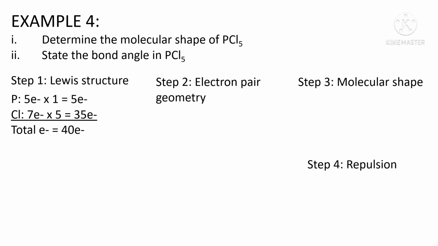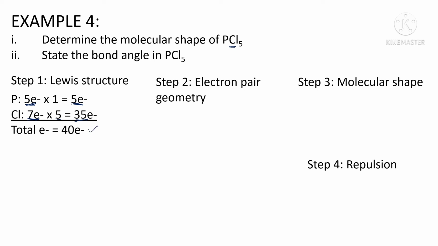In example 4, we look at how to determine the molecular shape of PCl5. Again, follow through the 4 steps. Step number 1, we need to draw the Lewis structure for PCl5. To draw the Lewis structure, first we need to determine the total number of valence electrons involved in PCl5. In PCl5, there is 1 phosphorus with valence electron 5, therefore multiply by 1 to give us 5 electrons from phosphorus. There are 5 chlorine atoms, each chlorine atom having 7 valence electrons, therefore multiply by 5 to give us 35 electrons from chlorine atoms. That gives us a total valence electrons of 40 in PCl5.